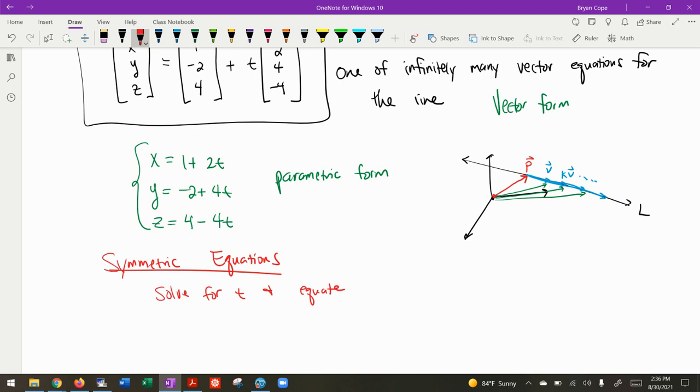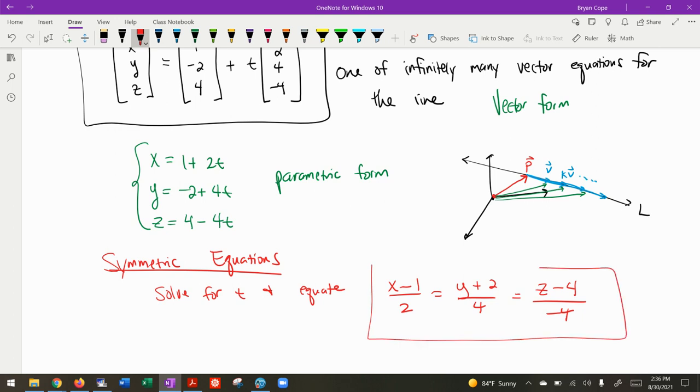So it'd be like this: x minus 1 over 2 equals y plus 2 over 4 equals z minus 4 over negative 4. This is a way of kind of eliminating the parameter, but still getting all the useful information. Because from this, you can tell that it goes through the point (1, -2, 4) and has direction vector (2, 4, -4), and you're not then concerned about this parameter t.